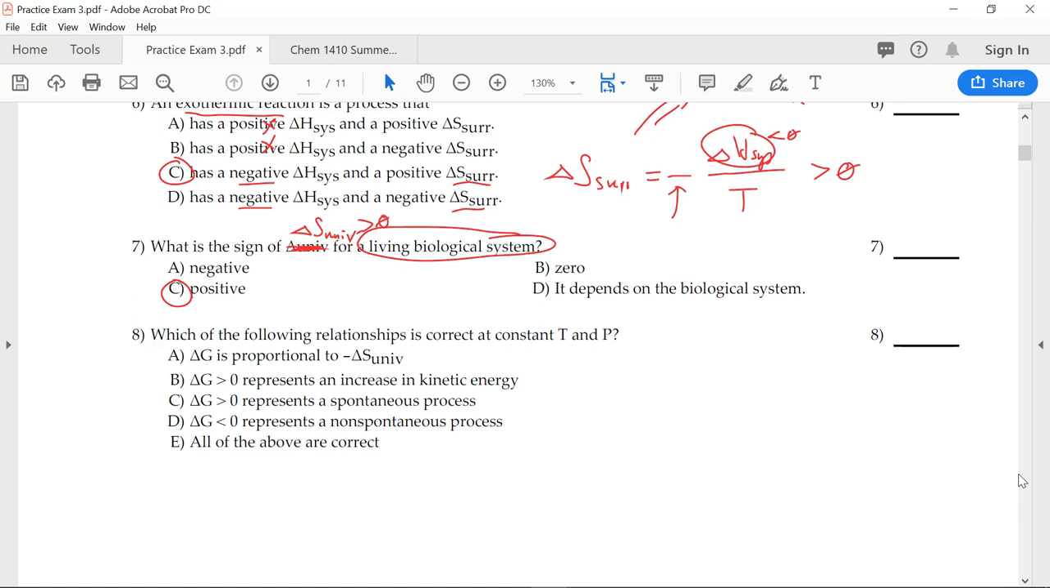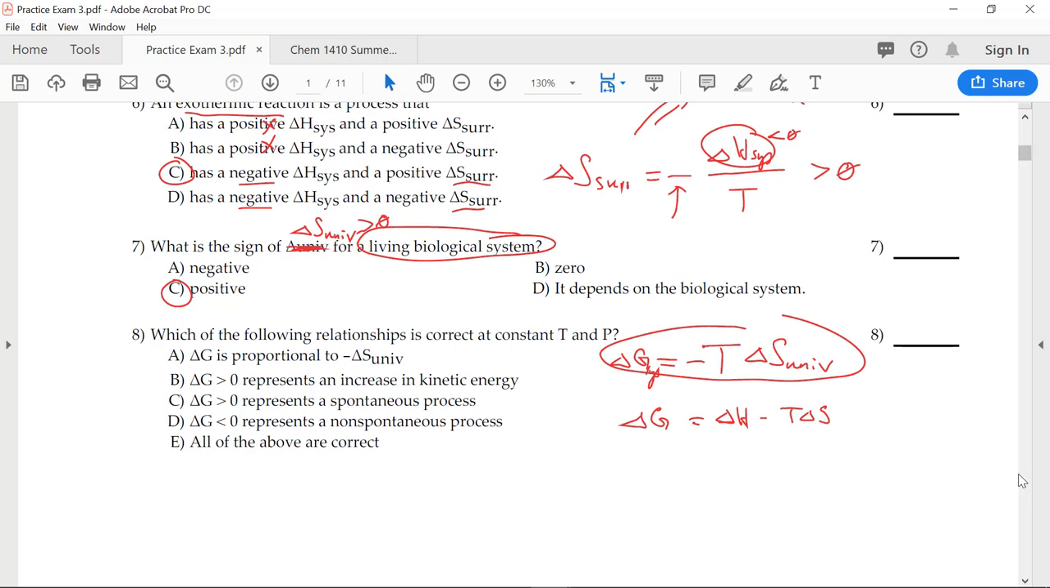Number 8, which of the following relationships is correct at constant T and P? Remember, delta G is defined by negative T times delta S for the universe. This is by definition, right? Delta S for the system, if you really want to emphasize. So delta G is also equal to delta H minus T times delta S. We know delta G is the Gibbs free energy, and it's defined by these two equivalent equations. So A, delta G is proportional to negative delta S for the universe. That is correct, according to the first equation.